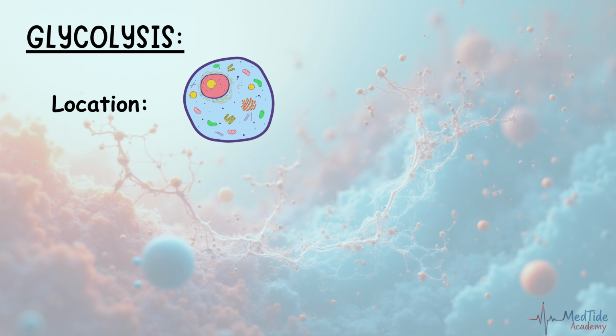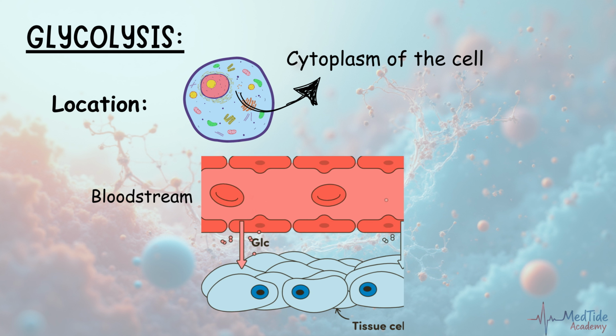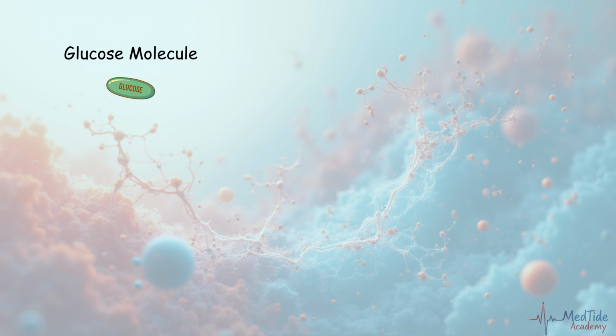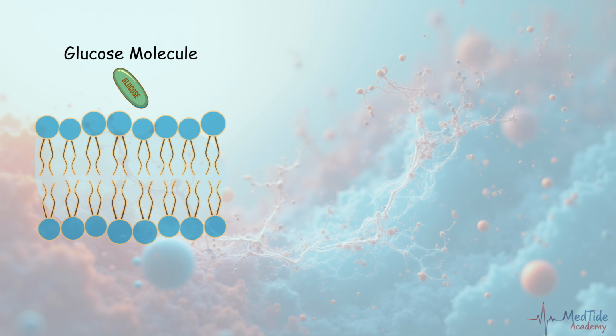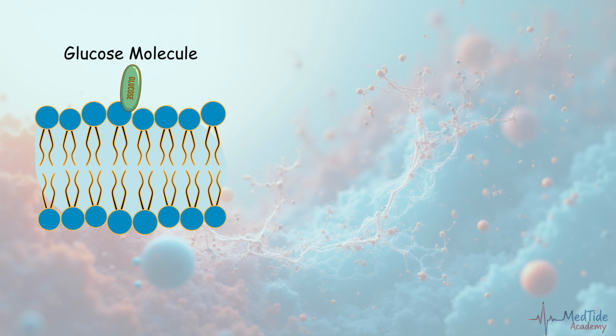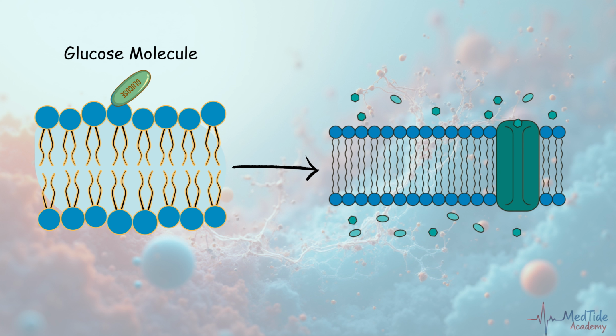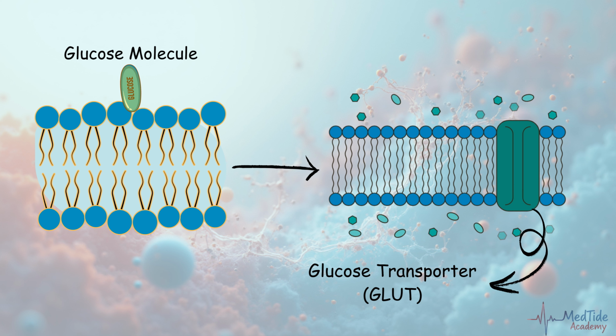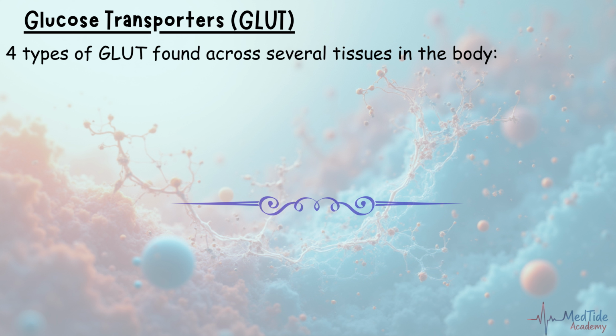Glycolysis takes place in the cytoplasm of cells, meaning that glucose will need to be transported from the bloodstream into the cells of the body. The molecules of glucose, however, are too large to pass through the cell membrane through diffusion. Therefore, they require specialized transporters in order for them to be transported into the cell. These transporters are called the glucose transporters, or GLUT for short. There are 4 major types of glucose transporters, and they are found in many different tissues of the body. They include GLUT1, GLUT2, GLUT3, and GLUT4.